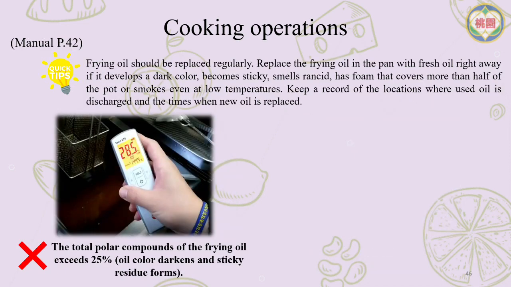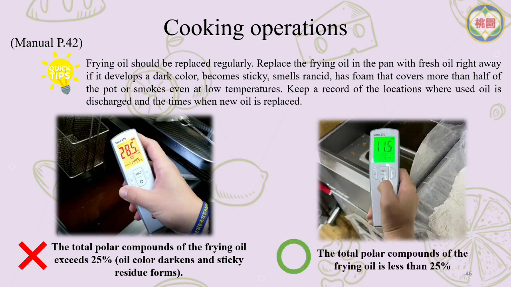Frying oil should be replaced regularly. Replace the frying oil in the pan with fresh oil right away if it develops a dark color, becomes sticky, smells rancid, has foam that covers more than half of the pot, or smokes even at low temperatures. Keep a record of the locations where used oil is discharged and the time when new oil is replaced.